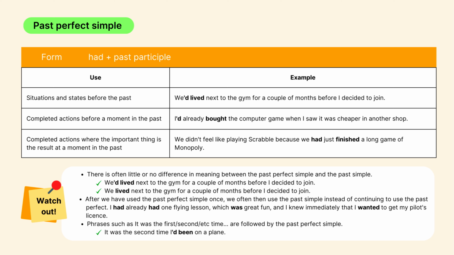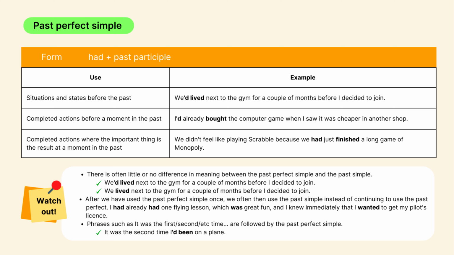Completed actions where the important thing is the result at a moment in the past. Example: We didn't feel like playing Scrabble because we had just finished a long game of Monopoly. Watch out. There is often little or no difference in meaning between the past perfect simple and the past simple. We'd lived next to the gym for a couple of months before I decided to join. We lived next to the gym for a couple of months before I decided to join.